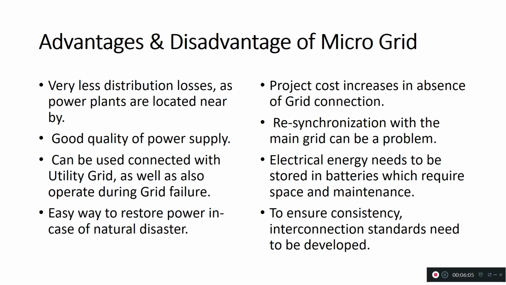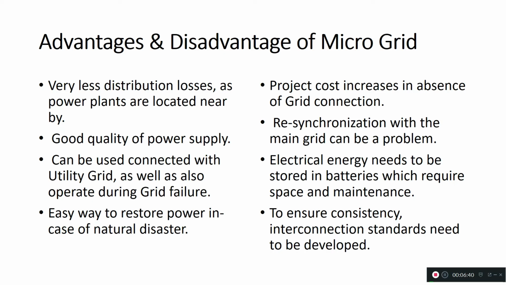So the very first advantage is that it has very less distribution losses, as the power plants are located nearby and the distribution area is also very small. Then next is you get a very good quality of power supply. There is no distortion, there is no voltage drop, nothing. The quality of power supply received is very good, and this microgrid can be used to connect with the utility grid, and it can also operate alone, independent, without the grid.